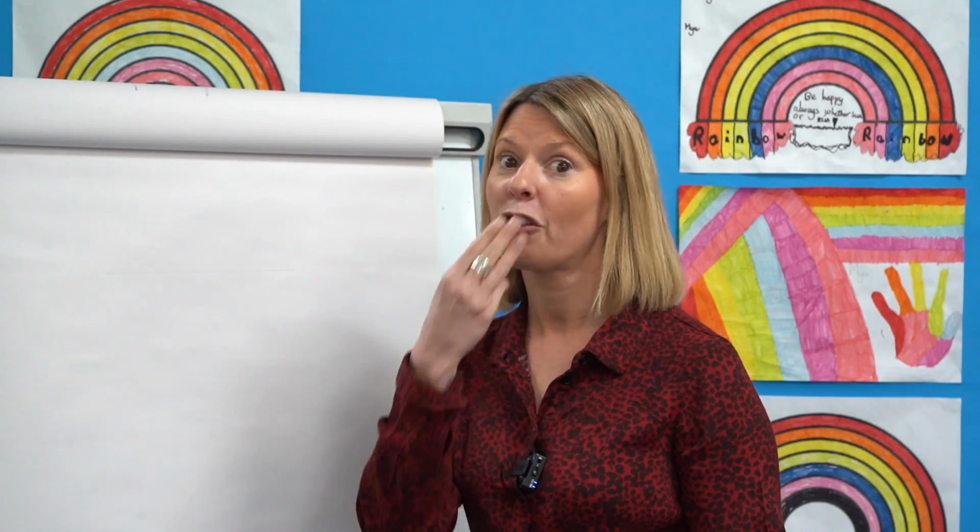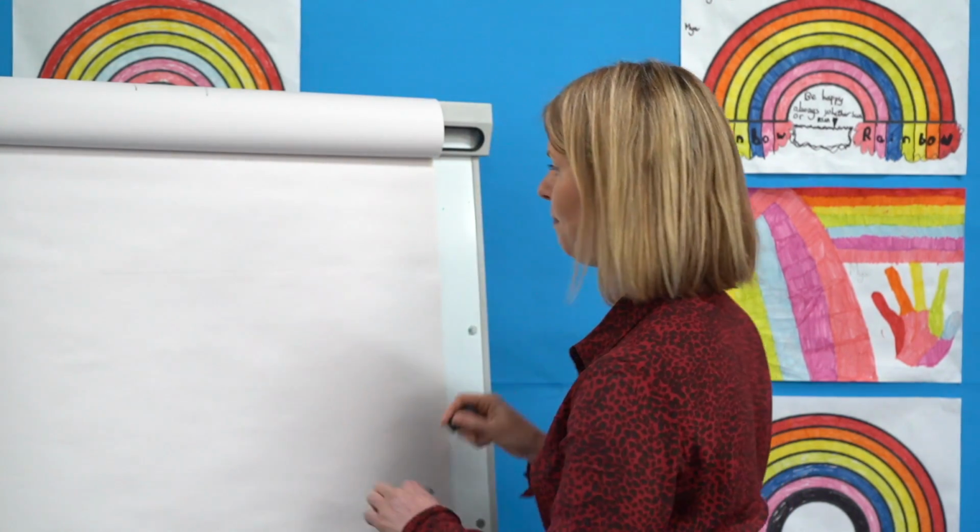Let's try another one. Let's spell girl. Segment the sounds with me. Girl. G-earl. Let's count how many sounds there are. Girl. G-earl. Girl. That's three sounds again. Watch me write girl. Remember, we need three sounds.